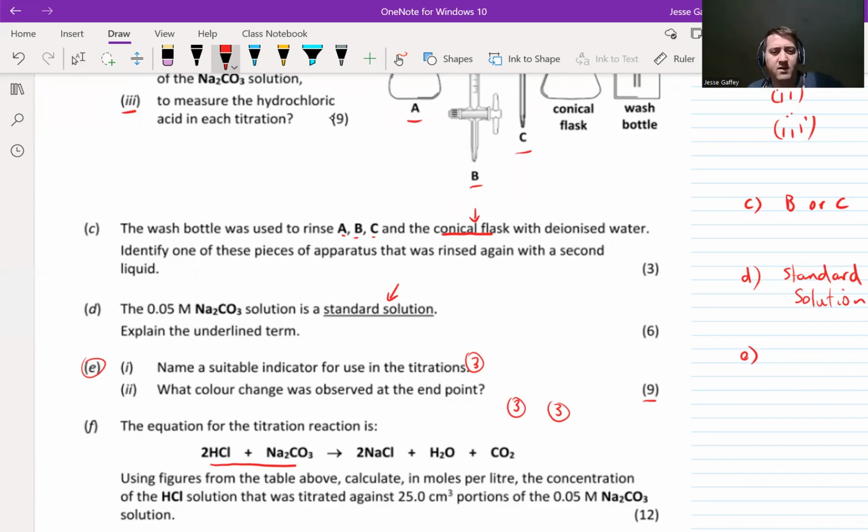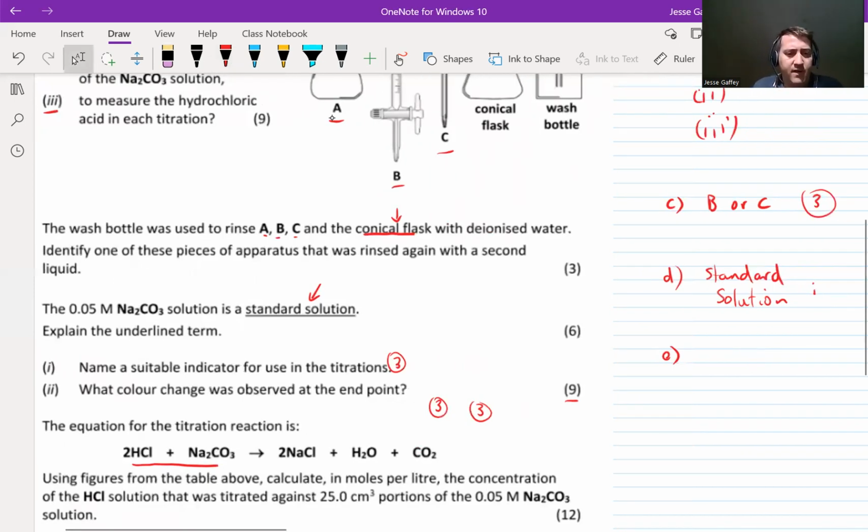Pause the video and write that down. Well, of course, if you need a little bit of help here, this is a strong acid and this is a weak base. So that should give you information about this reaction and which indicator is used. So another chance to pause and write down the indicator and the color change.